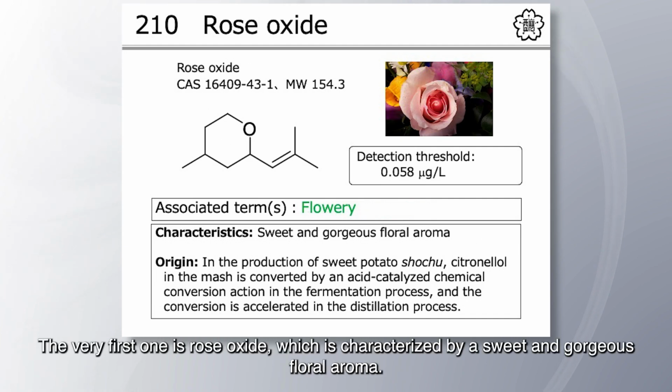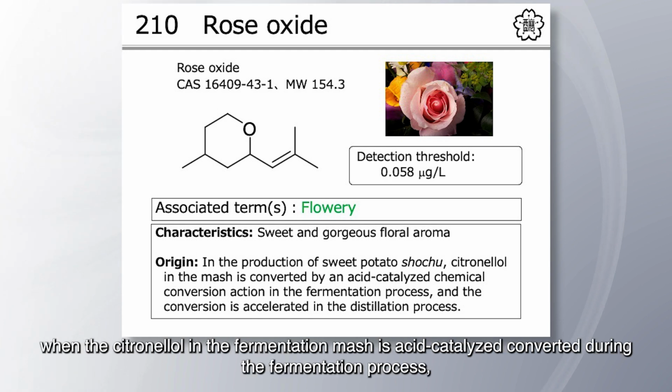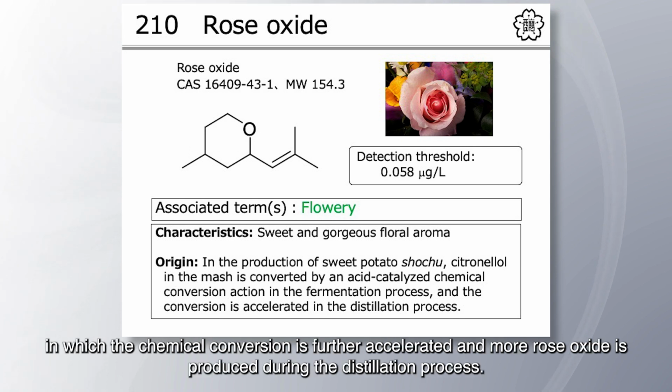The very first one is rose oxide, which is characterized by a sweet and gorgeous floral aroma. Studies have reported that rose oxide is produced during the production of sweet potato shochu when the citronellol in the fermentation mash is acid catalyzed converted during the fermentation process, in which the chemical conversion is further accelerated and more rose oxide is produced during the distillation process.